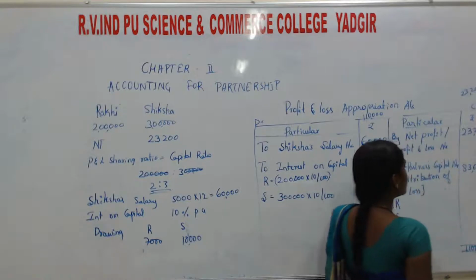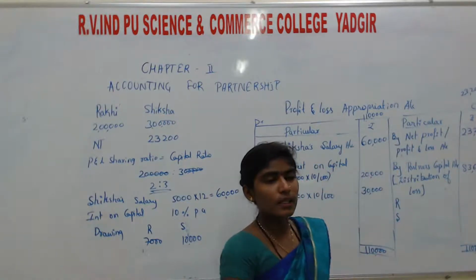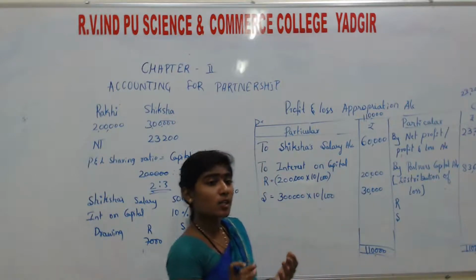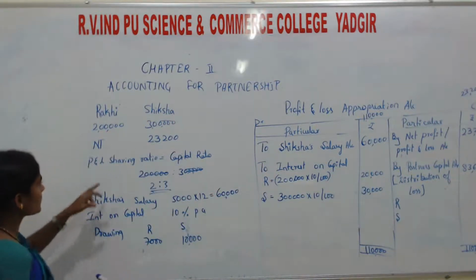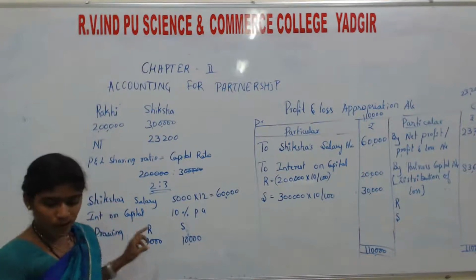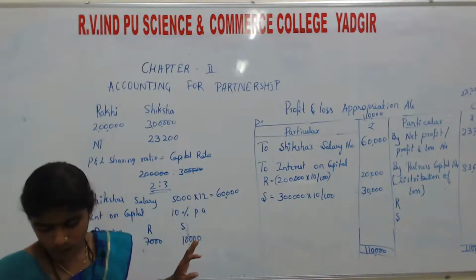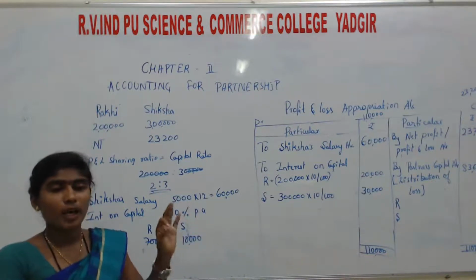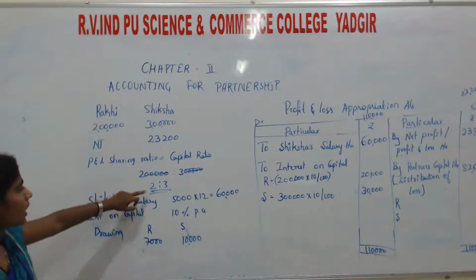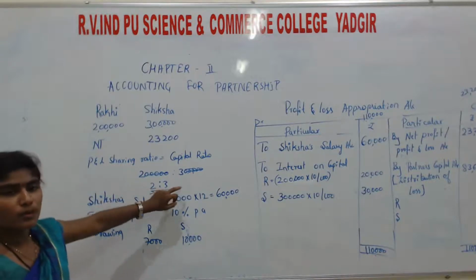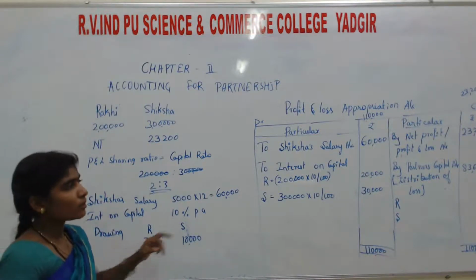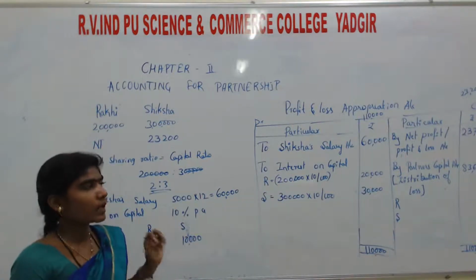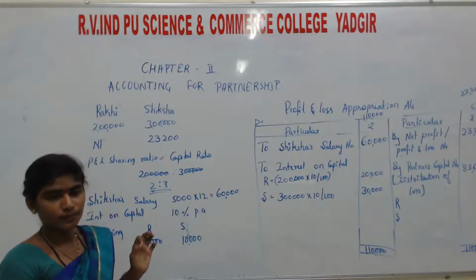83,600 is the loss. This loss is distributed among the partners in which ratio? It is very important. See, they already told that profit and loss is to be distributed in capital ratio. So what is the capital ratio here? 2:3. So that 83,600 is distributed among the partners in 2:3.